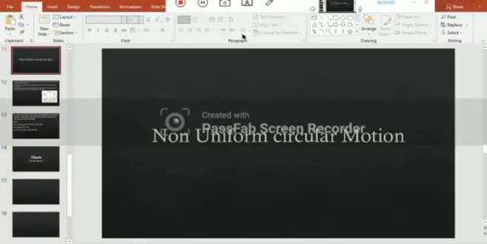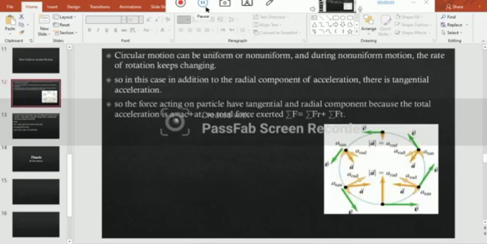In this video, I will try to explain non-uniform circular motion. Circular motion can be uniform or non-uniform. In non-uniform circular motion, the rate of rotation keeps changing through a circular path. So it means that the body moves in a circular path, but with a variation in velocity, not just in direction as in uniform circular motion, but also in the magnitude of the velocity.